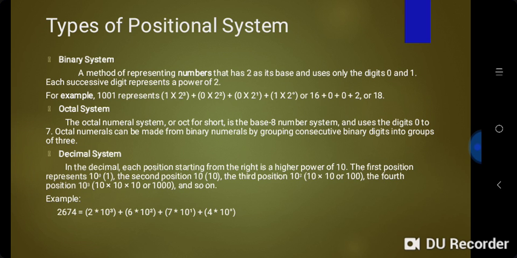So for example, 2674. The first position from the right is 4, so we multiply it by 10 raised to 0. Then 7, the second position, times 10 raised to 1, then plus 6 times 10 raised to 2, plus 2 times 10 to the third power.